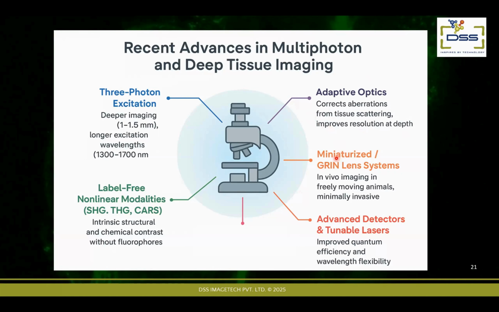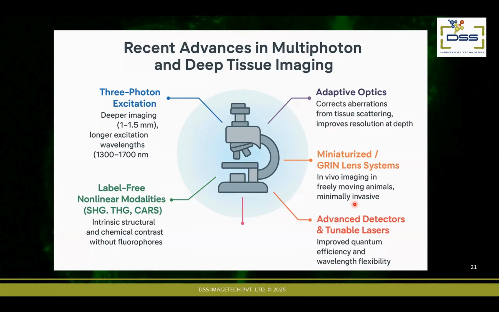So GRIN lens is essentially a gradient index lens, or some kind of a micro endoscope that is inserted very close to the animal where you're imaging, and this enables deep tissue real-time imaging of neuronal activity or other biological processes. And again, this can be applied to whole animal imaging.